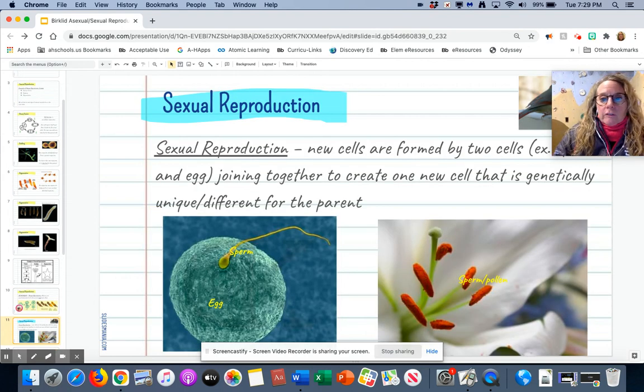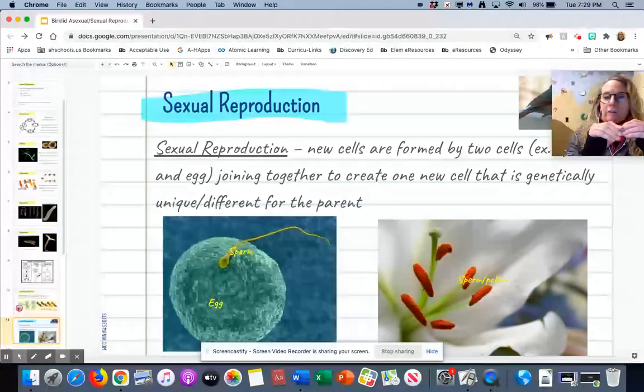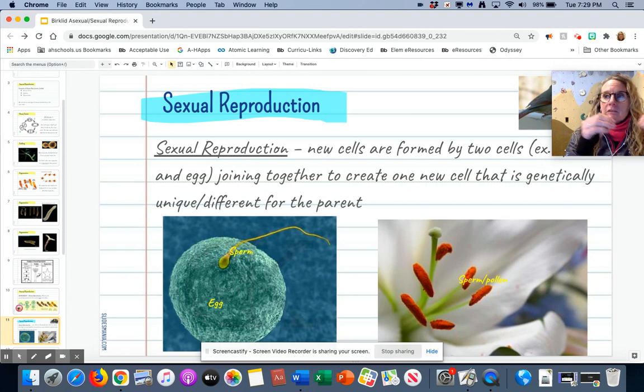In sexual reproduction, this is different. In sexual reproduction, two parent cells combine their genetic information to form one new cell that is genetically unique or different from the parent. That should say from the parent. So in humans, that's the sperm and the egg coming together. And this is how you can help yourself remember that they're genetically unique or different: you don't look exactly like either one of your parents.